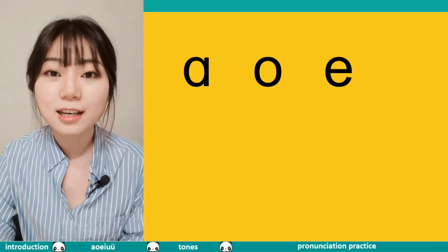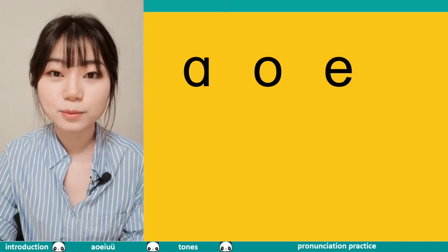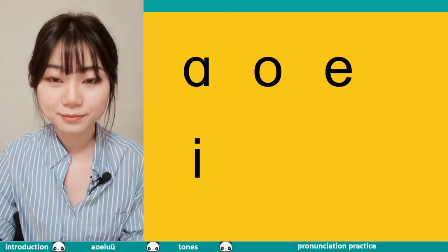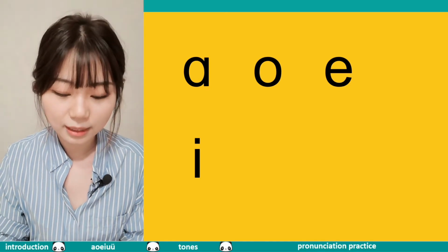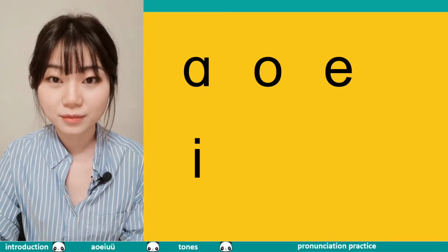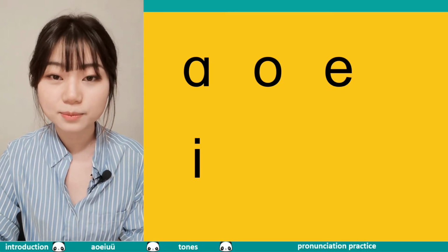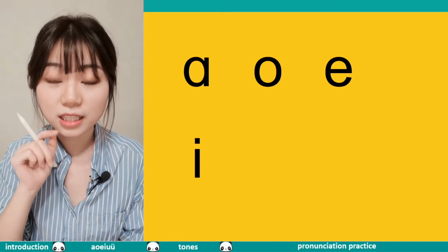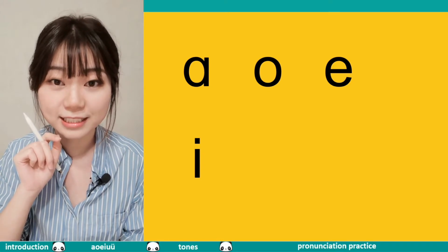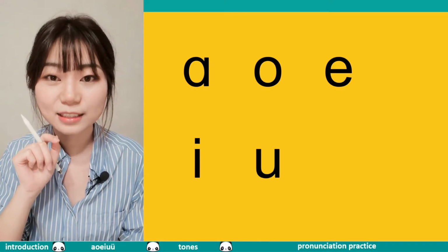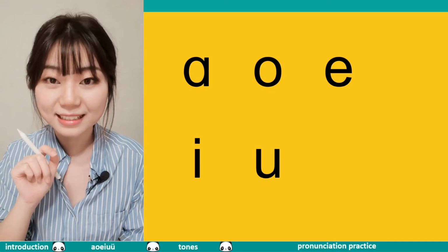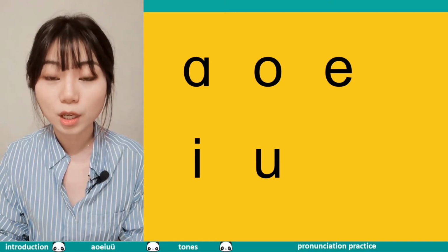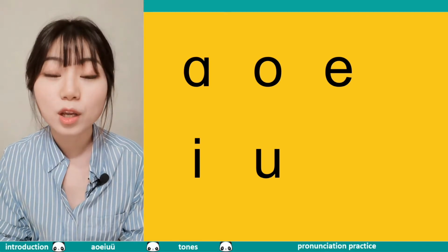And the next one. The mouth is flat. And the next one, e, is flatter than the last one, and your tongue tip presses the inner surface of your lower teeth, like this. E. And next, u. Round your lips. U.